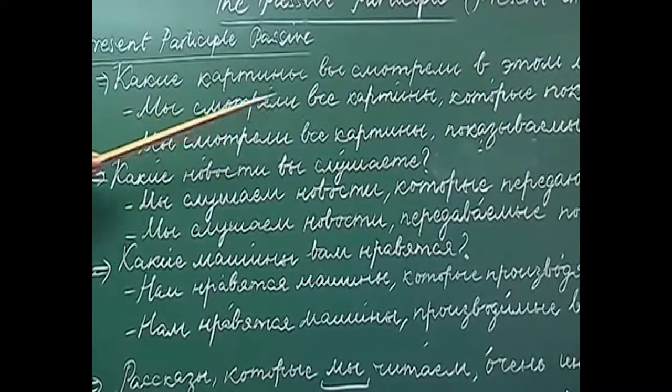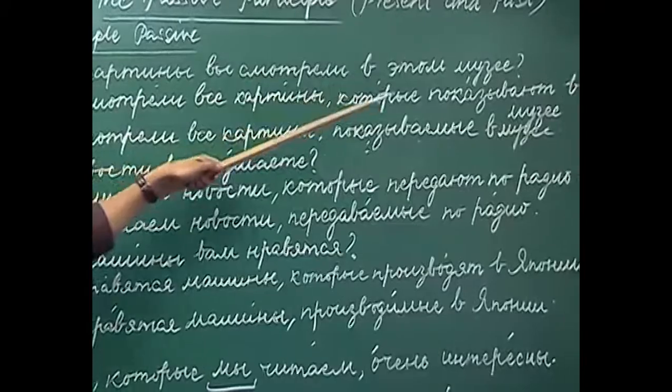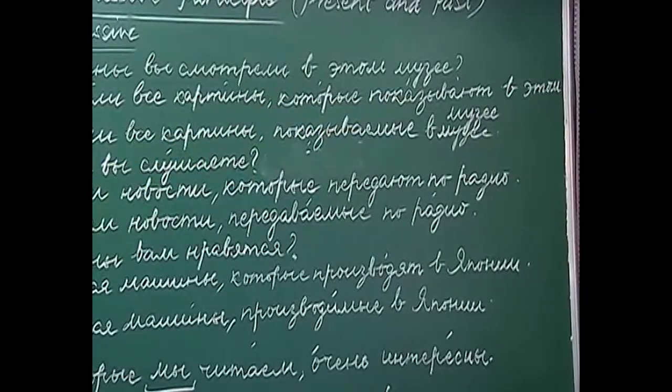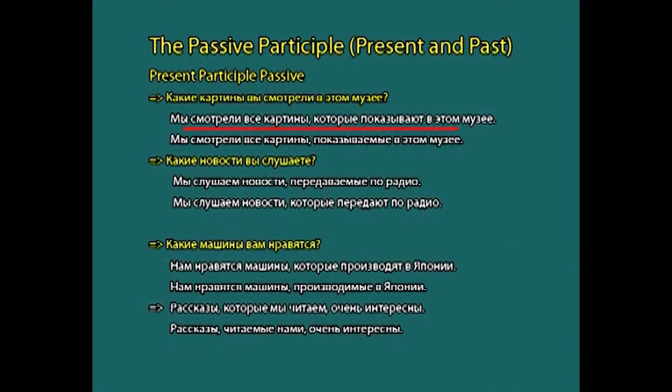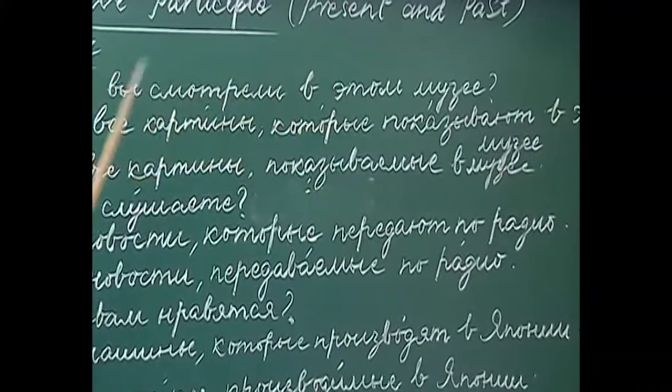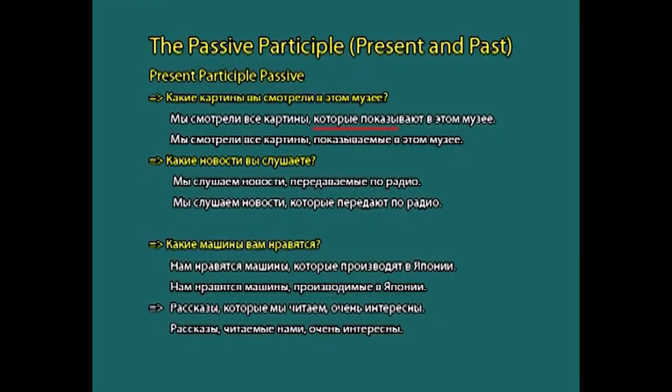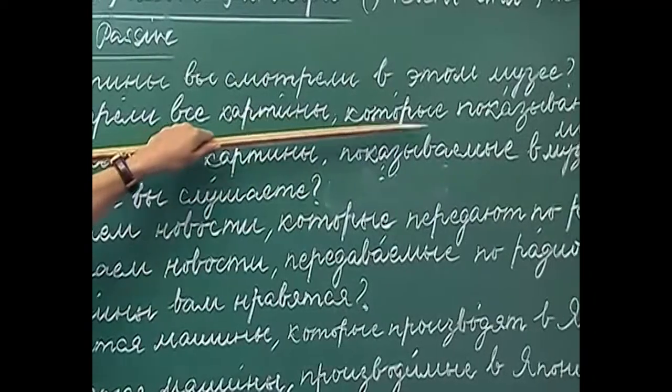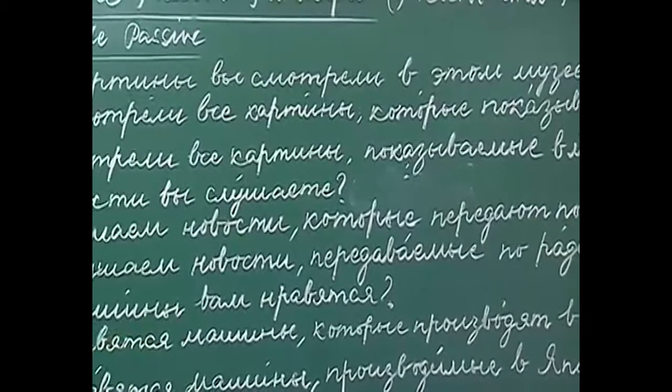Мы смотрели все картины, которые показывают в этом музее. So we looked at all the pictures which are being shown in this museum. Here we are using the word katori and answering the question. Since we are using a complex sentence, we are using the word katori in the subordinate clause.